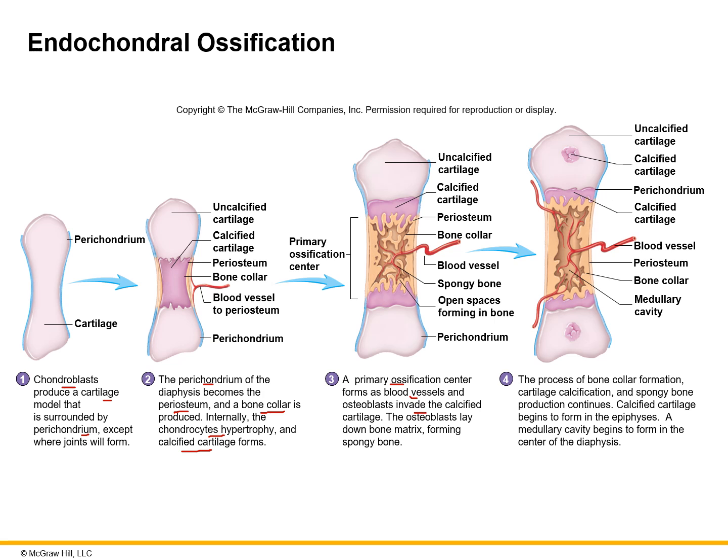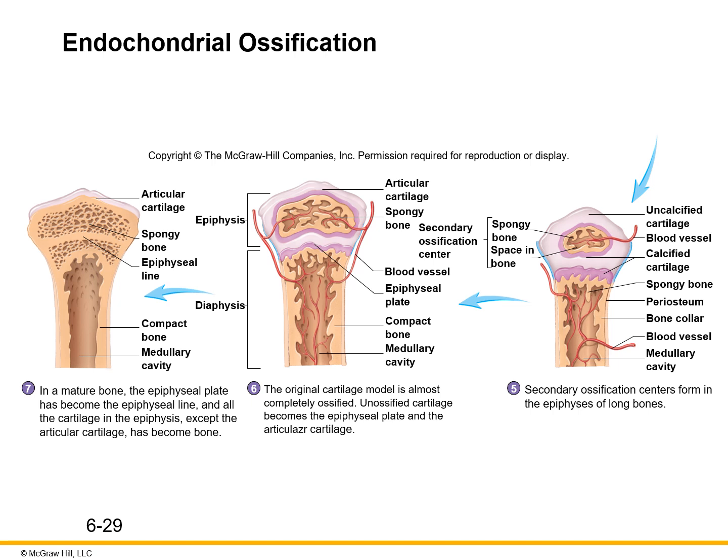The osteoblasts lay down bone matrix, forming spongy bone. And then finally, the process of bone collar formation, that cartilage calcification and spongy bone production continue. So calcified cartilage begins to form the epiphysis, and a medullary cavity begins to form in the center of that diaphysis.